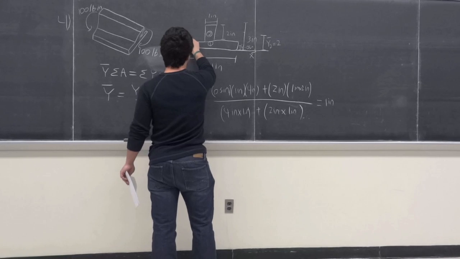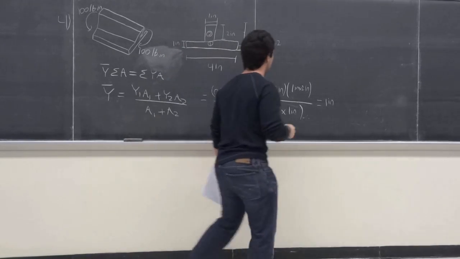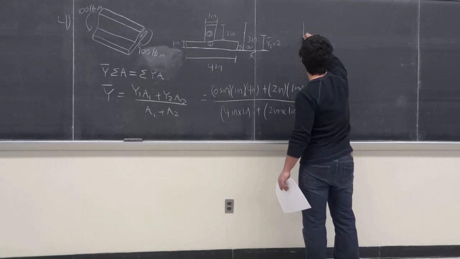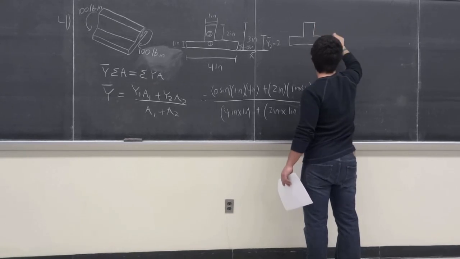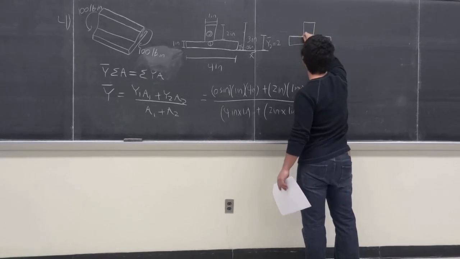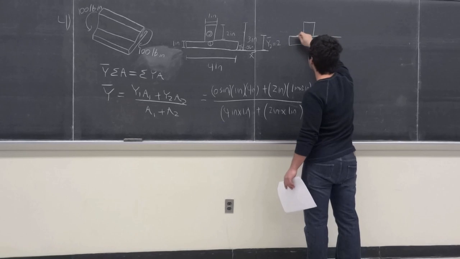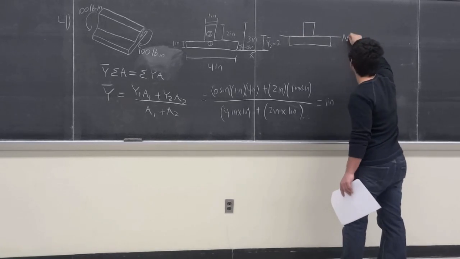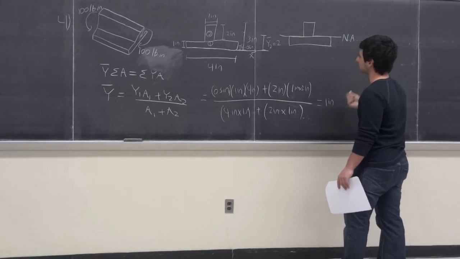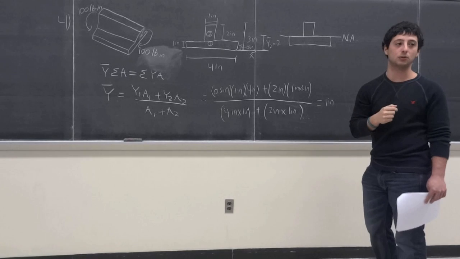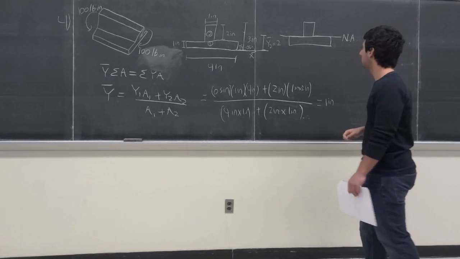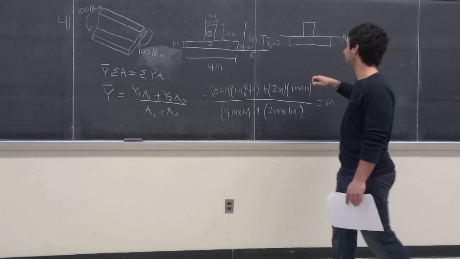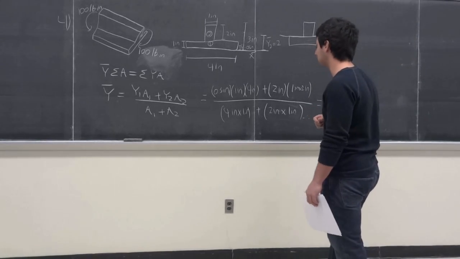So the neutral axis is right over here. I'll redraw it. So you got this shape, and this is the neutral axis. And why is this important? What's the stress at the neutral axis? 0, exactly. So that's important to know. So we found the neutral axis.